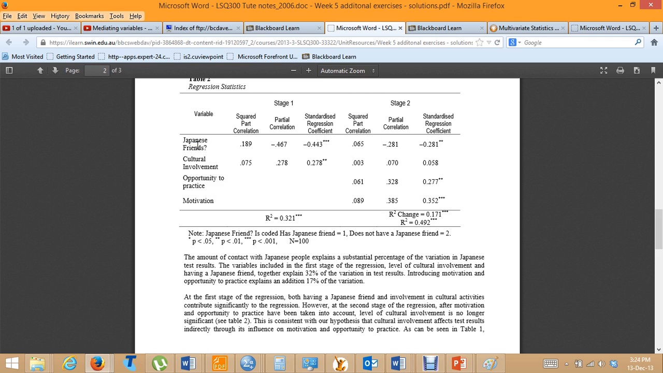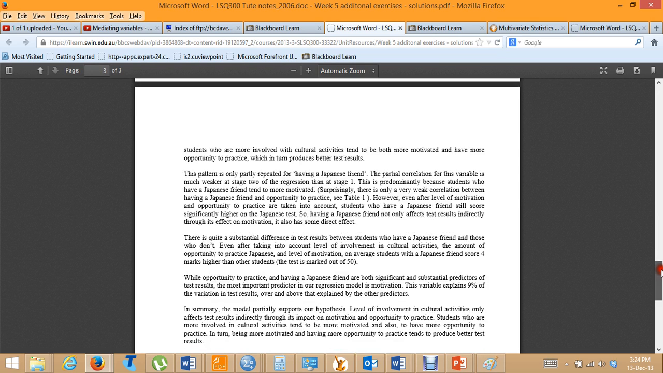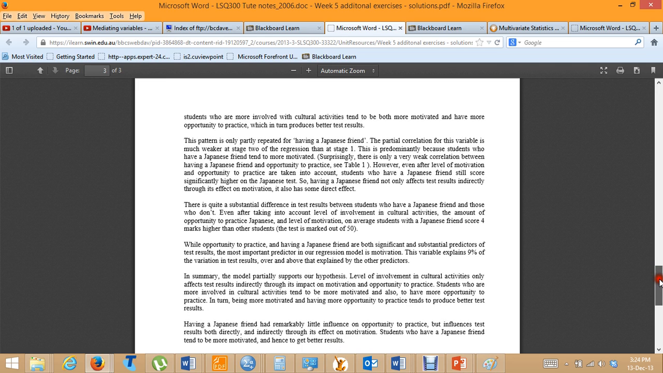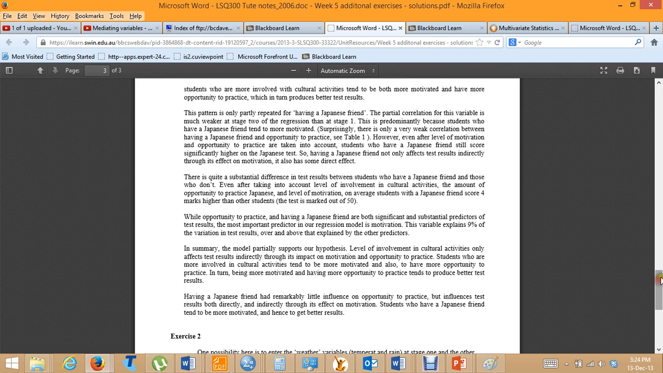Okay, so there is some direct relationship between Japanese friends and performance on an oral test. So basically our hypothesis is supported, but motivation and opportunity to practice doesn't entirely explain the relationship between having a Japanese friend and performance on an oral test. Okay, so basically these last couple of paragraphs have discussed the results in terms of the hypothesis.